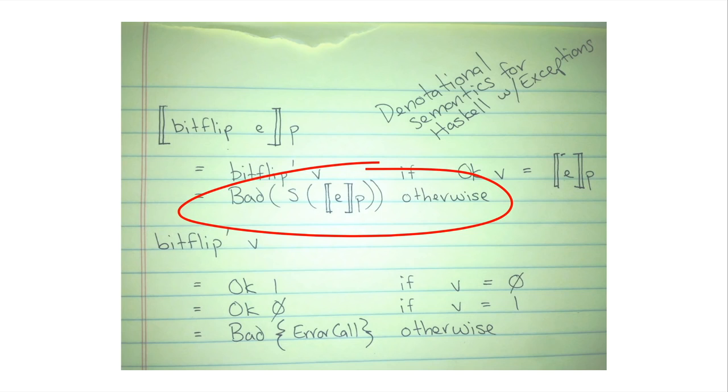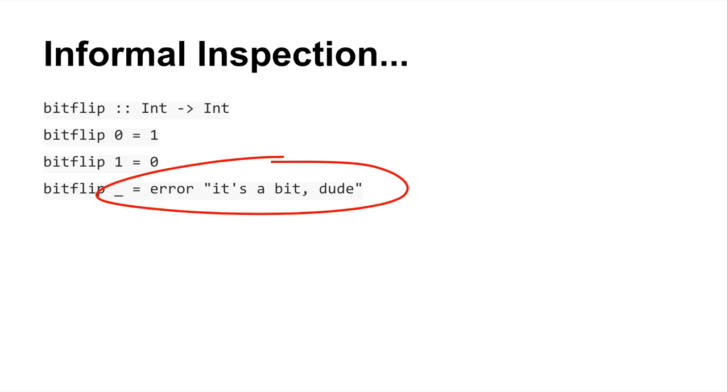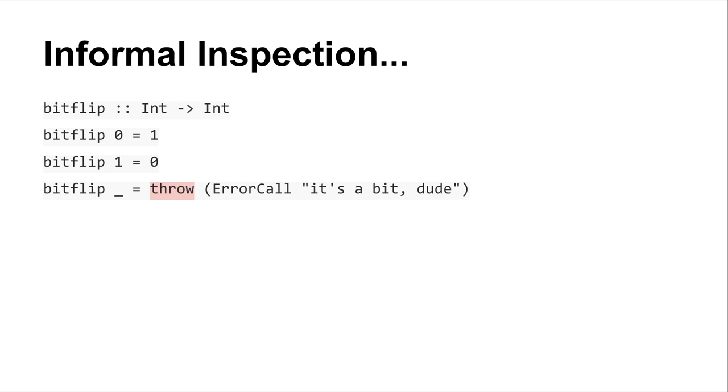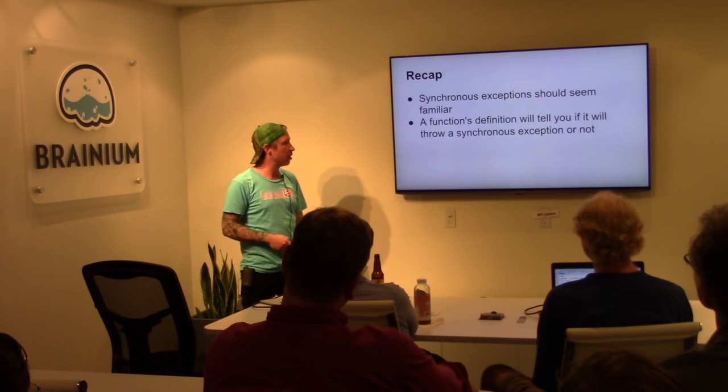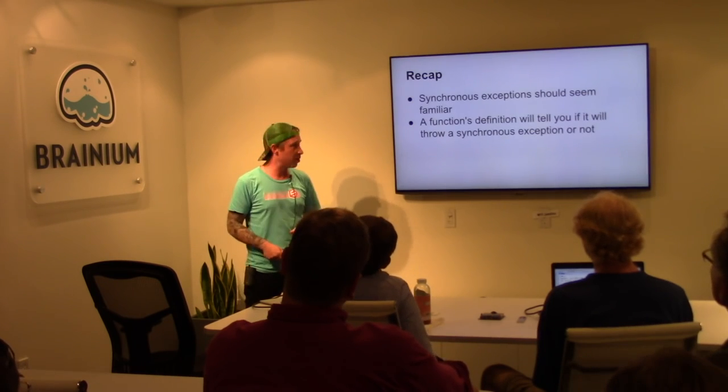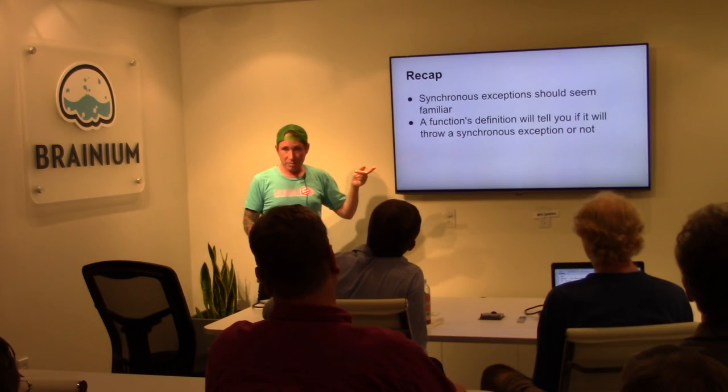I didn't define this S function here, so you can ignore it. But essentially, what that's going to do is give you back the set of potential exceptions contained in that expression E. Anyways, so I mentioned before, if you dig down into these things, you're going to see throw, or throwIO, or you're going to find a pattern match error. Okay, so that's the recap of synchronous exceptions.